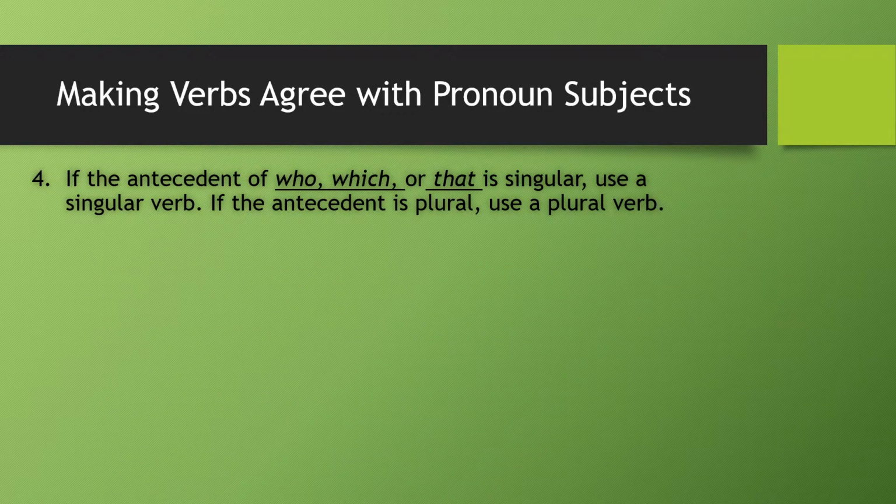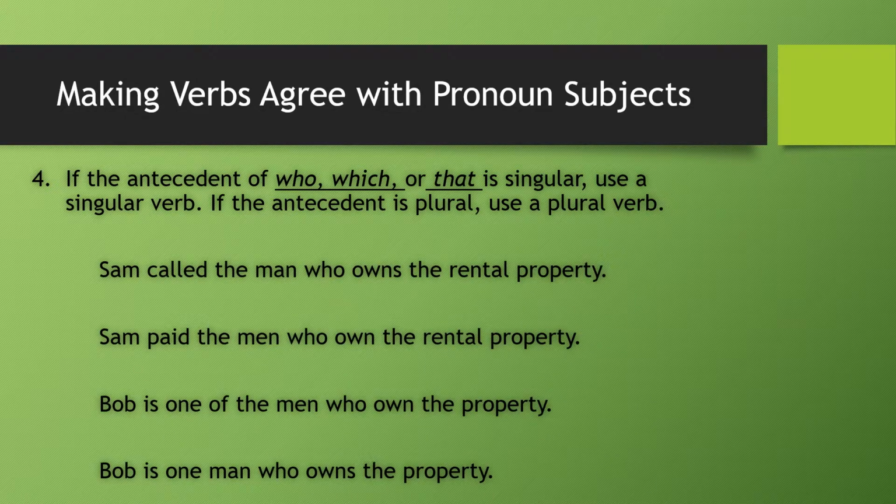Rule number 4. If the antecedent of who, which, or that is singular, use a singular verb. If the antecedent is plural, use a plural verb. Sam called the man who owns the rental property. Sam paid the men who own the rental property. Bob is one of the men who own the property. Bob is one man who owns the property. Now, each of these sentences has who.